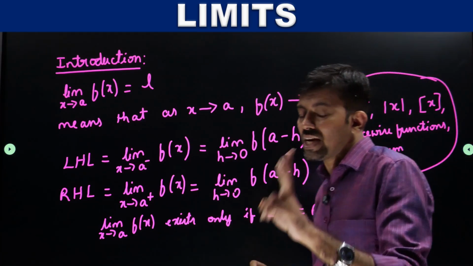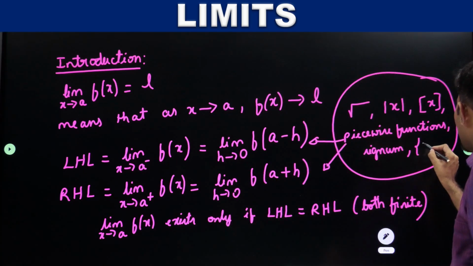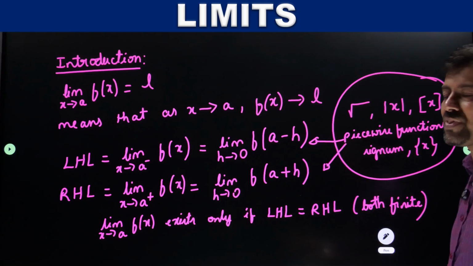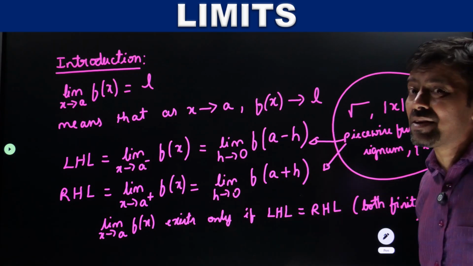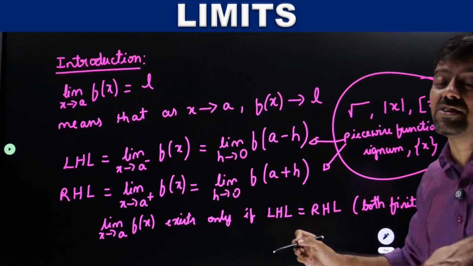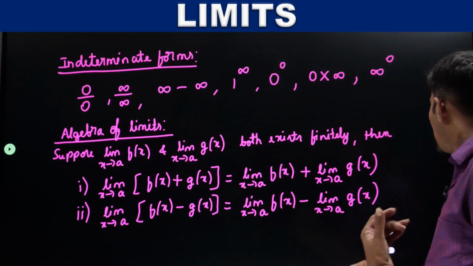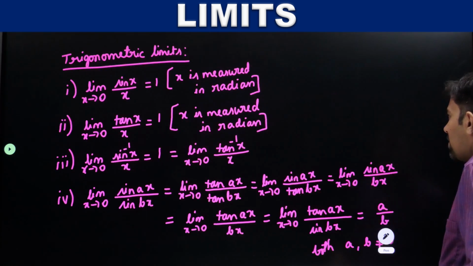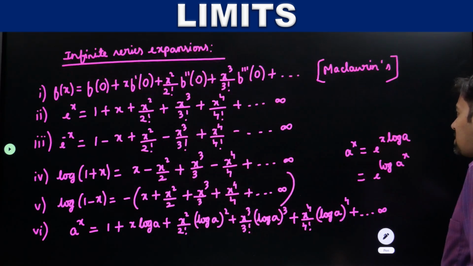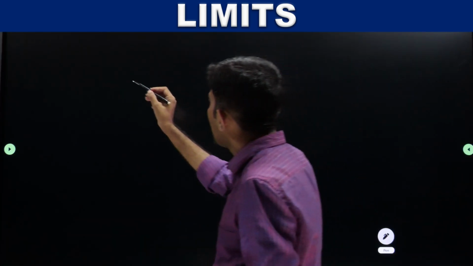Square root function, modulus function, greatest integer function, or even fractional part function, that is, x minus the greatest integer function of x, that you must know. In all these cases, we find out left hand limit and right hand limit separately. Piecewise functions are defined in pieces, 2 pieces or 3 pieces, like that. In that case, we have to find out left hand limit and right hand limit separately. One more important thing: limit x tends to 0, mod x by x does not exist. Remember that.